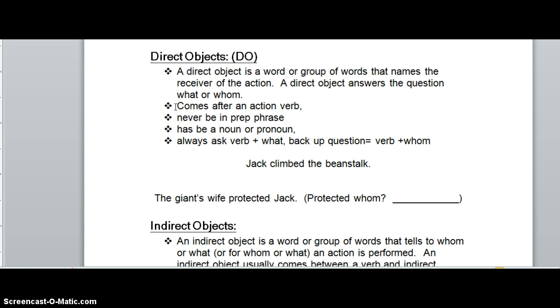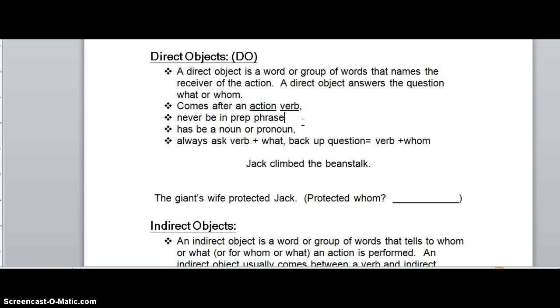Direct objects are always going to come after an action verb. That's really important, you guys. We know that we have three types of verbs: helping, action, and linking. Helping can go with action or linking, so there's really two main types for the main verb, action or linking. Direct objects and indirect objects can only come after action. They will never come after linking verbs. So that's the first thing you're going to check for. Do you have an action verb in the sentence?